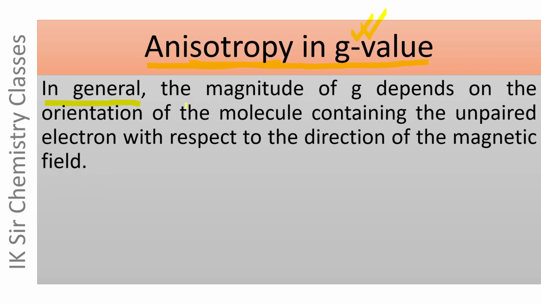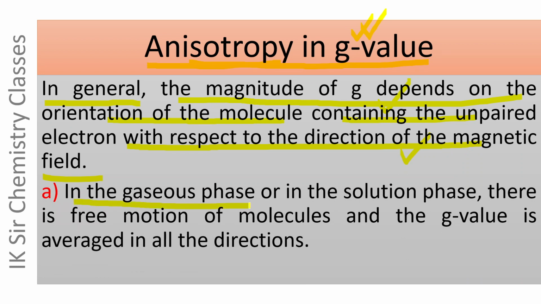In general, the magnitude of g depends on the orientation of the molecule containing the unpaired electron with respect to the direction of magnetic field. The value of g depends upon the orientation of the molecule containing the unpaired electron with respect to the direction of magnetic field. In gaseous phase or in the solution phase, there is free motion of molecules and the g value is averaged in all the directions. If the free radical is present in gaseous phase or solution phase, it is free to move in all the directions.